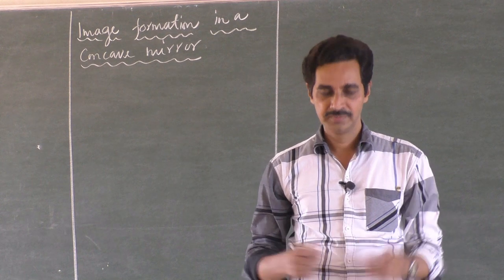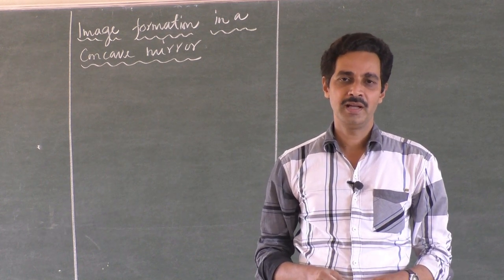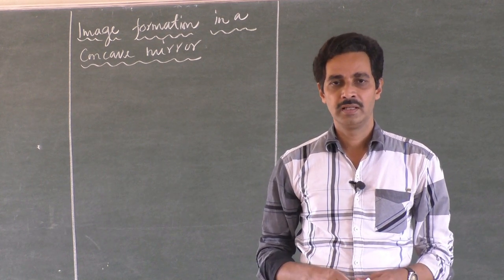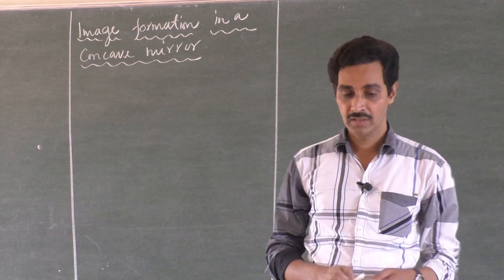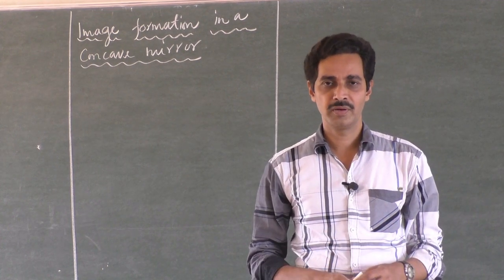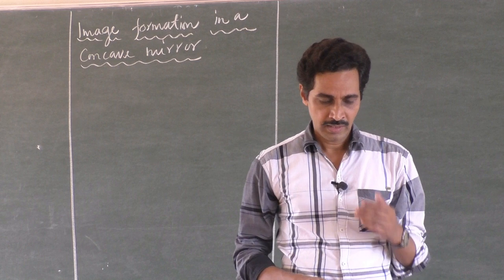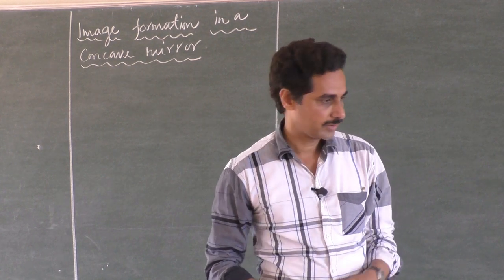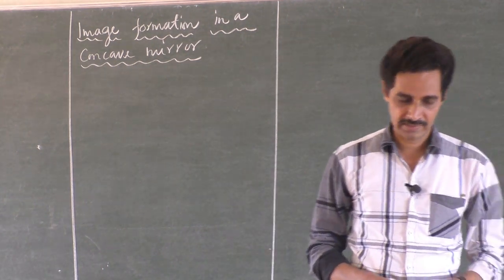So we will continue that ray optics part. Today we will have a discussion on how a concave mirror forms an image and also how a convex mirror forms an image when the object is kept at different distances.